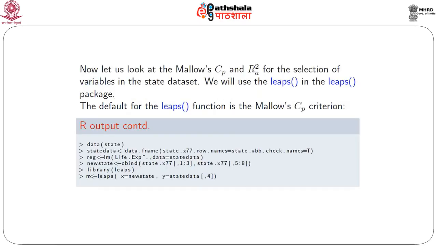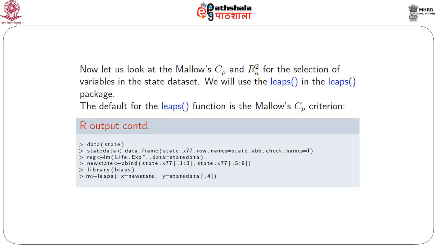Now, let us take a look at the Mallows Cp and adjusted R squared for the selection of variables in the state data. We will use the leaps function in the leaps package. The default for the leaps function is the Mallows Cp criterion. So, we include the data state by writing the function data(state) and we put it in a data frame. Then we write reg as the lm object of regressing life expectancy on all the predictor variables that are included in the data set.